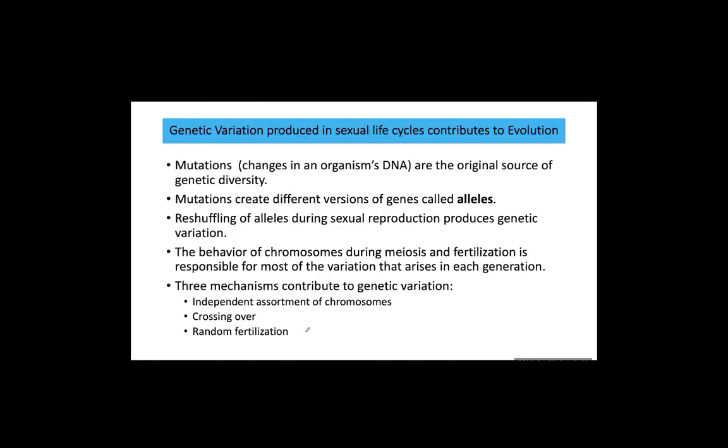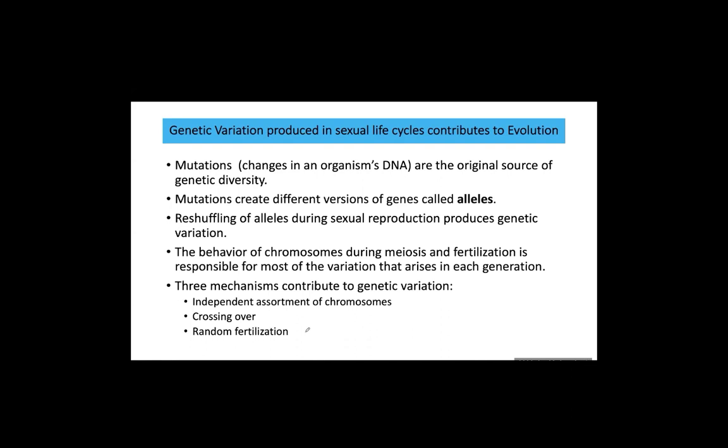Now I mentioned that the genetic variation or genetic diversity produced in sexual life cycles contributes to evolution. Mutations are the original source of genetic diversity. The gene, this nitrogenous base sequence, can be changed according to environmental change. When you have too much UV radiation, the DNA base sequence can also be changed, or maybe you might lose some DNA bases. So mutation can take place. So mutations are the original source of genetic diversity.